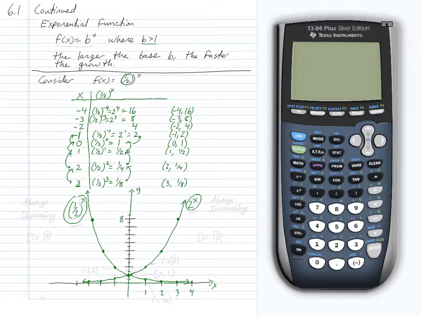We have two possibilities. Either our function's going to be growing, like 2 to the x, or it'll be, as we say, decaying, like 1/2 to the x. So notice that 2 to the x is always increasing. That is, as we read from left to right, it just gets bigger and bigger. On the other hand, 1/2 to the x is always decreasing. That is, as we read from left to right, it just gets lower and lower.